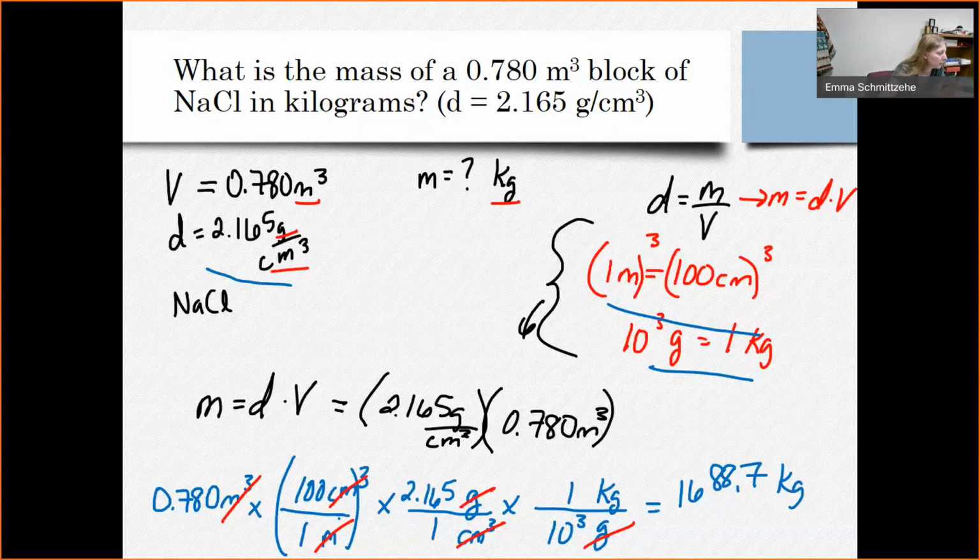So here we go. We've got 3 sig figs. And then this conversion, that's exact. That has infinite sig figs. Okay? Metric prefix conversions are all exact. And then our density, this is 4 sig figs. And then the metric conversion, that's infinite. So 3 sig figs is my limiting factor.